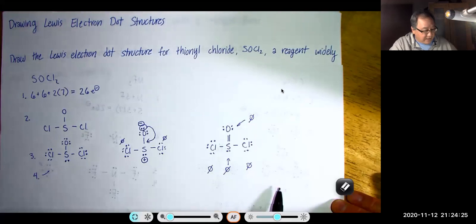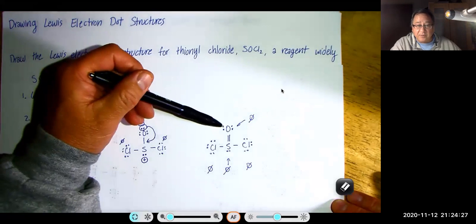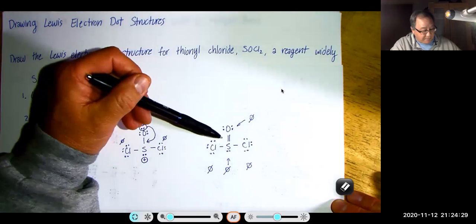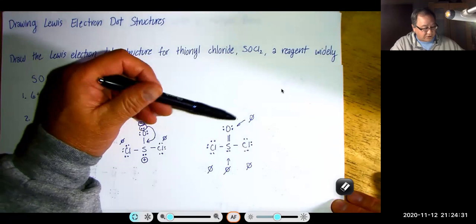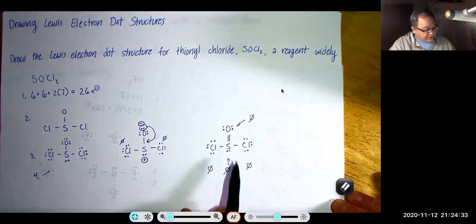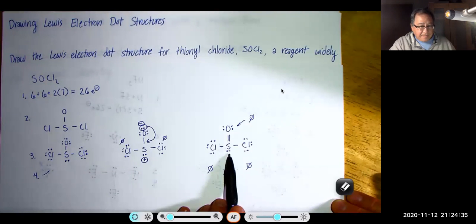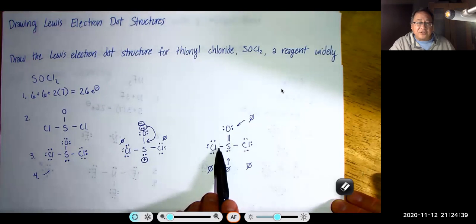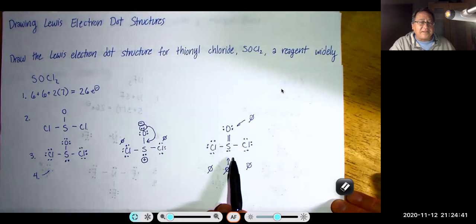0. This oxygen, how many bonds does it normally make? 2. How many bonds does it have? 2. What's its formal charge? 0. Look at this sulfur. How many bonds does it have? 4. How many does it usually make? 2. But 4 is allowed. Its formal charge is 0.